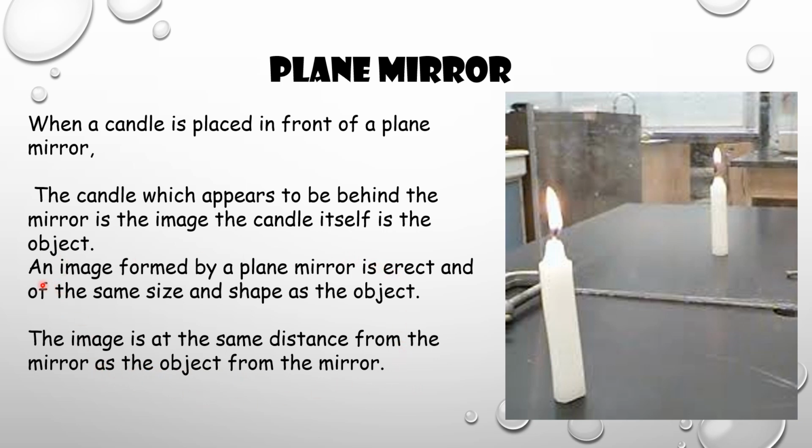So that is some characteristics of image formation by a plane mirror. Very important. First, an image formed by a plane mirror is erect, and of the same size and same shape. And another one: the distance between the object and mirror is the same as the distance between the mirror and image.